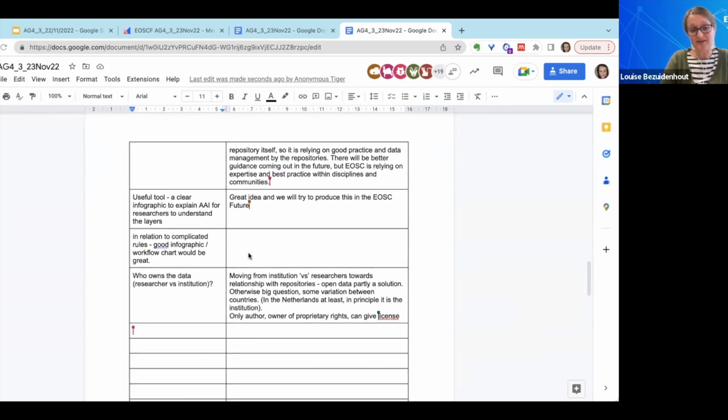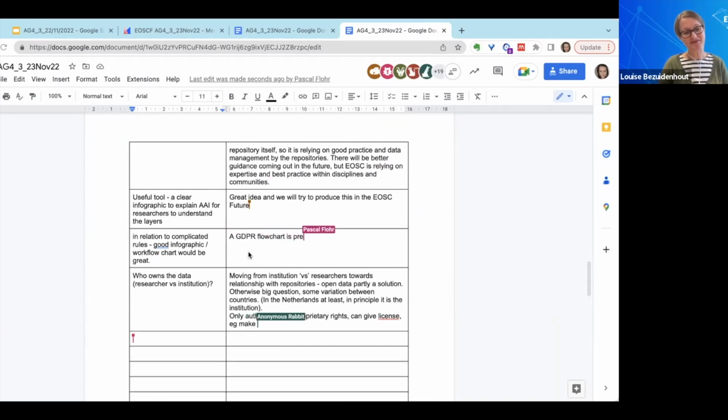In relation to the complicated rules, an infographic workflow chart would be great. I'm actually going to be showing you an infographic flowchart for GDPR in the coming section of the presentation. So hopefully that will address at least one set of complicated rules. I think it would be great if we could get more of these. And I think when we go forward and create a community of practice for EOSC trainers, these are things that we can definitely take forward to create for use in our own trainings.